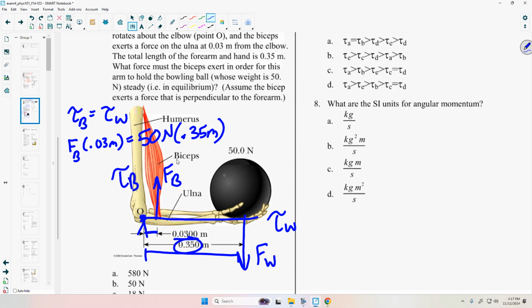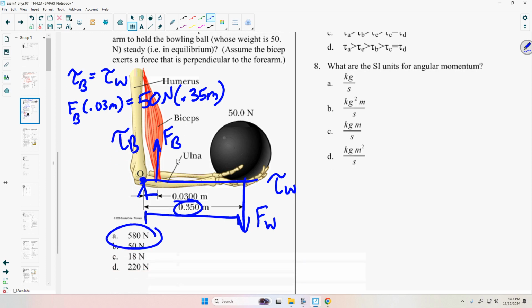50 times 0.35 divided by 0.03. That means in order to lift this bowling ball, which is pretty heavy, right? In order to lift this bowling ball, my bicep has to exert 580 newtons, 10 times the weight of the bowling ball. Because notice the moment arms are 10 times different too. A really big force required to lift something that's moderately heavy. 10 times. Your bicep works on a class 3 lever.